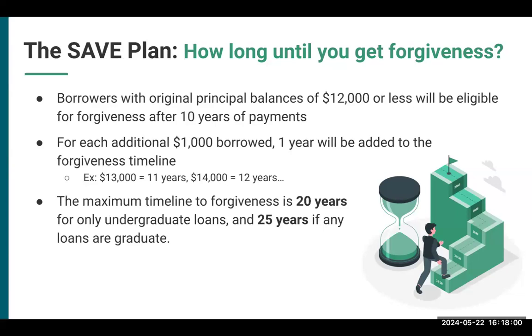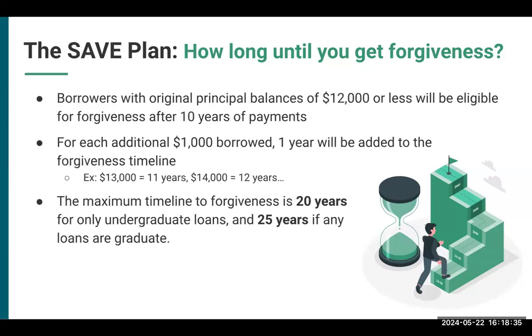So if your original principal balance was $12,000 or less, your forgiveness timeline is 10 years. After you've paid for 10 years, if you still owe a balance, it's forgiven. As your original balance increases, so does your timeline to forgiveness. For each additional $1,000 borrowed, it adds a year to the timeline. So, for example, if you borrowed $13,000, you have to pay for 11 years. If you borrowed $14,000, you pay for 12, so on and so forth.